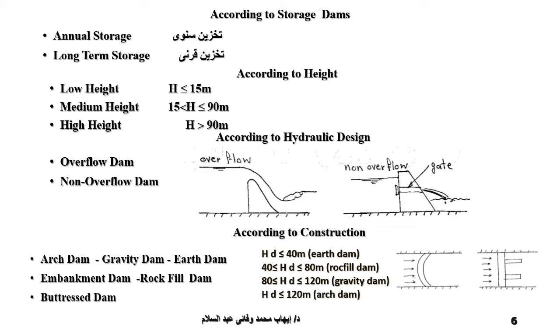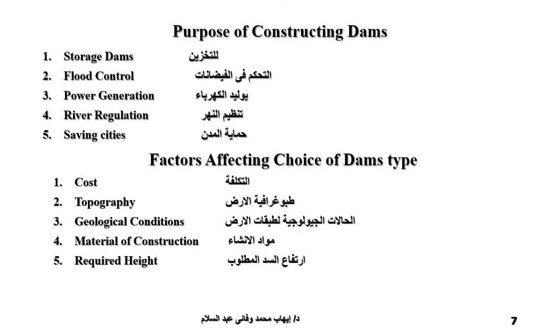According to construction: arch dam, gravity dam, earth dam, embankment dam, rock fill dam, buttress dam. Purposes of construction: storage dams, flood control, power generation, river regulation, saving sets. Factors affecting the choice of dam type: cost, topography, geological conditions, material of construction, required height.